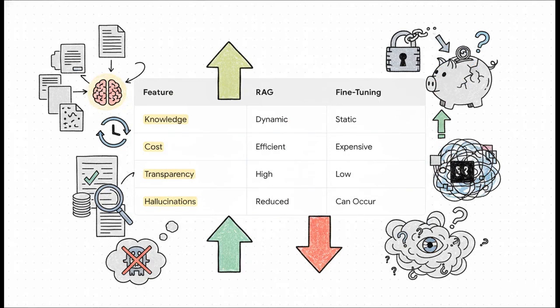Now, this slide really gets to the heart of why RAG is such a game changer, especially when you compare it to that other method, fine-tuning. For most product use cases, RAG is the clear winner. Your knowledge base is dynamic. You can add a new document and the system is updated instantly. It's way, way cheaper. It's transparent because you can actually see what information was used to generate an answer. And it massively reduces hallucinations by grounding the model in cold, hard facts.